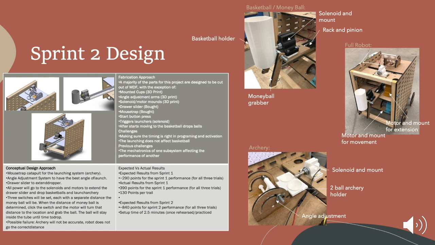As you can see, archery is also slightly different. Instead of having 2 separate catapults, there is now just 1 catapult with a ball holder that holds 2 balls instead of just 1. And we believe that that would be easier because that requires only 1 angle adjustment instead of the previous 2 angle adjustments.